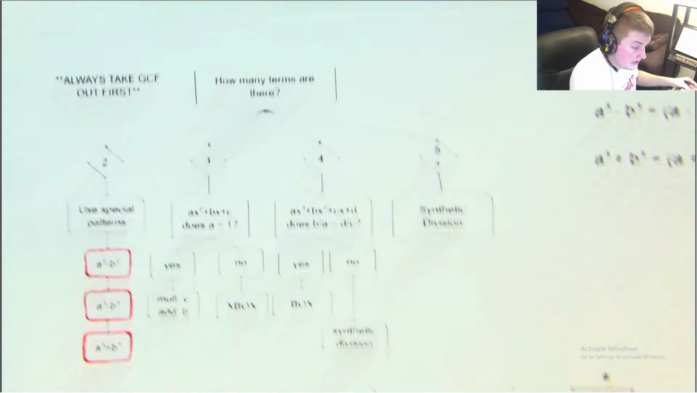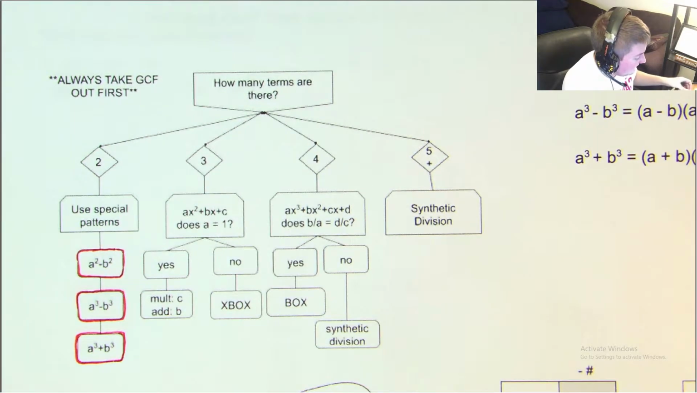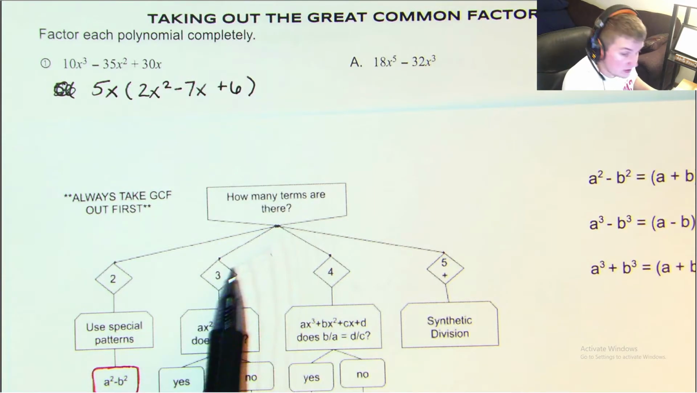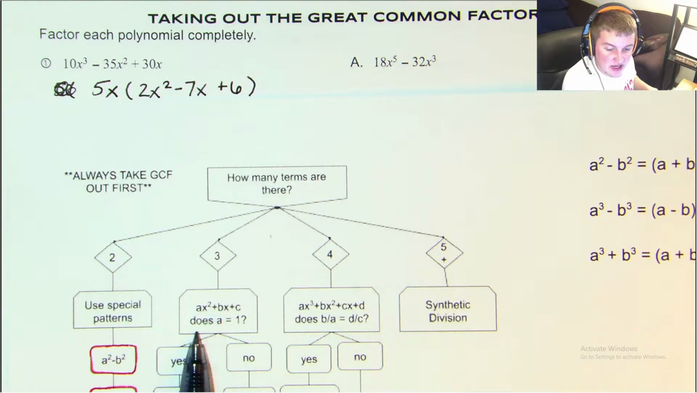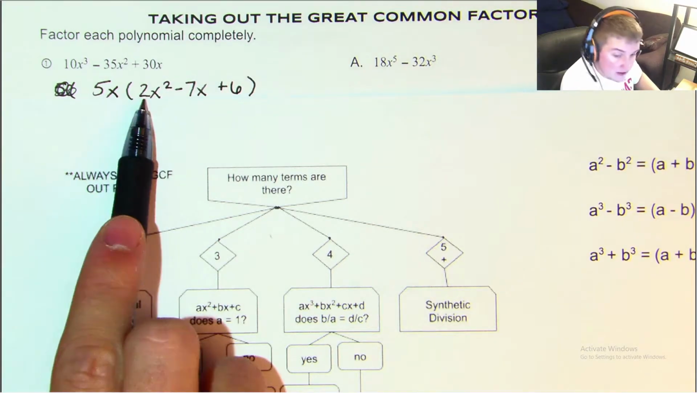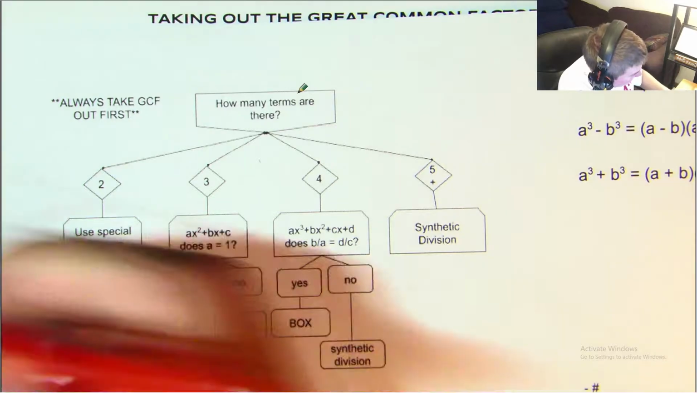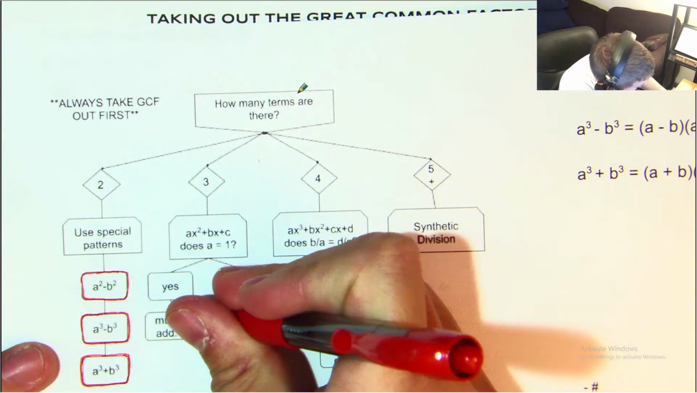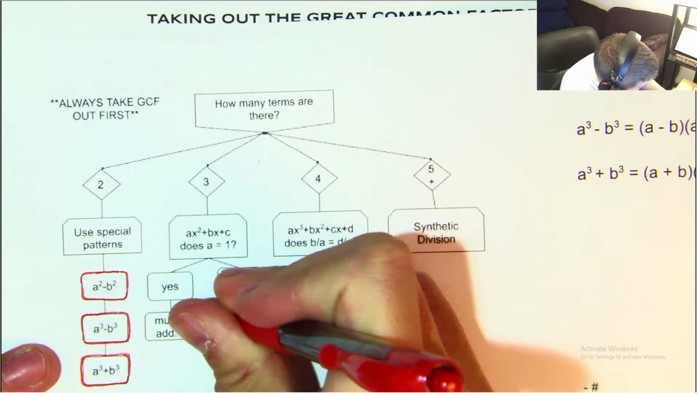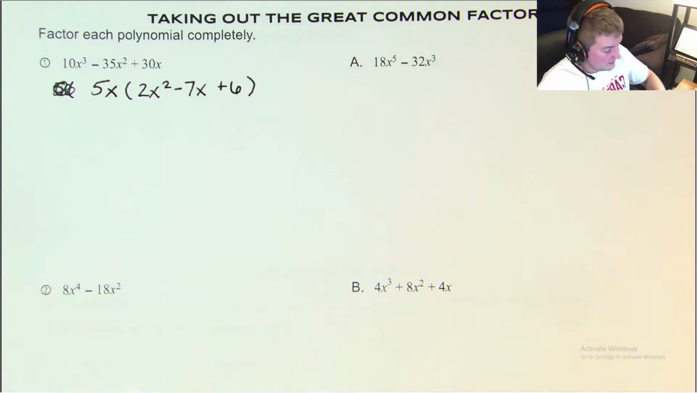Now I have taken out the greatest common factor, and I want to ask myself, how many terms do I have? 1, 2, 3. I have 3 terms. The question I need to answer now is, does my a value equal 1? The answer to that is no. So we are going to go ahead and review the Xbox method of factoring, which is the one we're going to do right now.